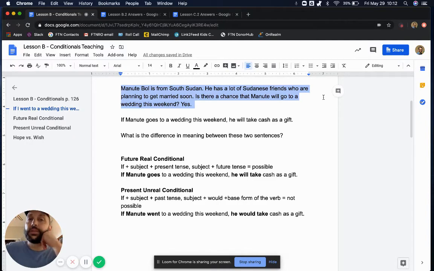Manute Bol is from South Sudan. He has a lot of Sudanese friends who are planning to get married soon. Is there a chance that Manute will go to a wedding this weekend? Yes. Okay. He's young. He's in his 20s. Maybe he has many friends who are getting married. And so, is there a possibility that he will go to a wedding this weekend?